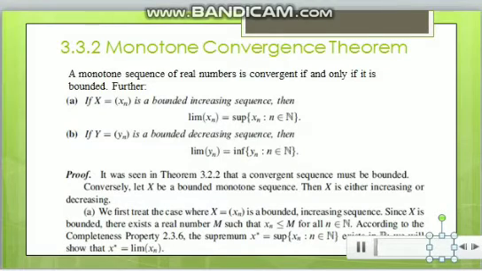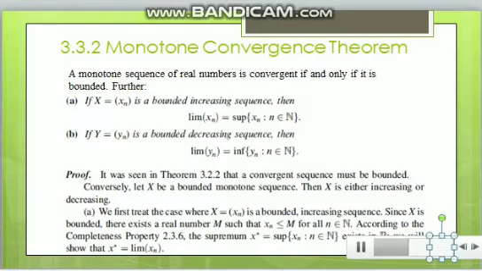3.3.2 Monotone Convergence Theorem. A monotone sequence of real numbers is convergent if and only if it is bounded. A: If X equals (xn) is a bounded increasing sequence, then the limit of xn equals the supremum of xn, n an element of the natural numbers. B: If Y equals (yn) is a bounded decreasing sequence, then the limit of yn equals the infimum of yn, n an element of the natural numbers. Proof.